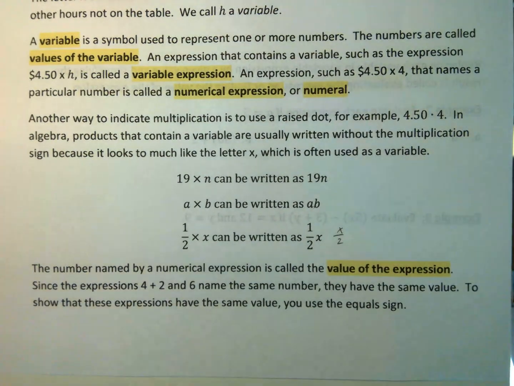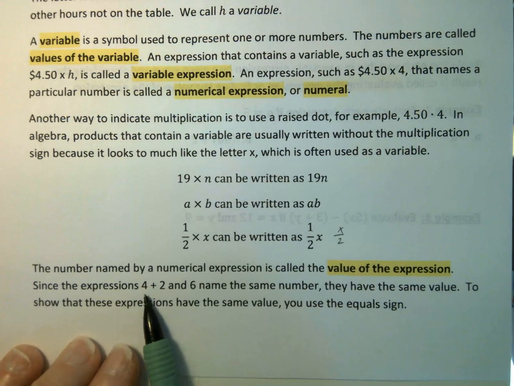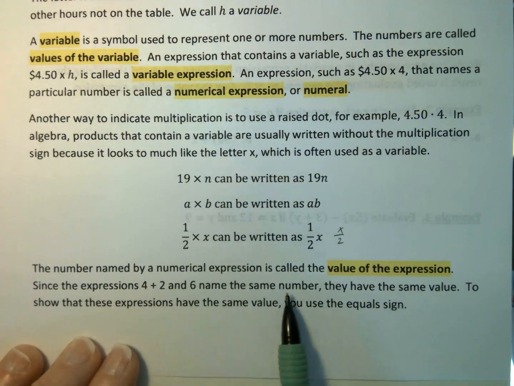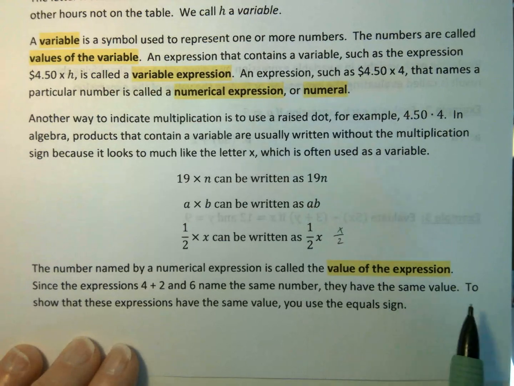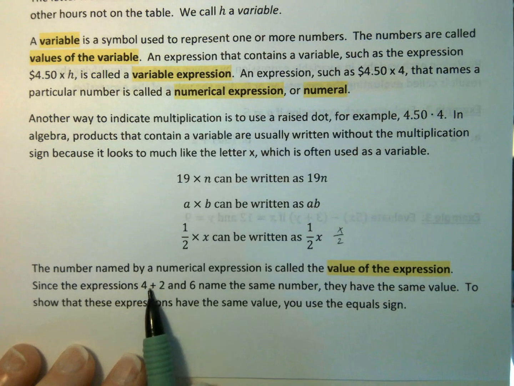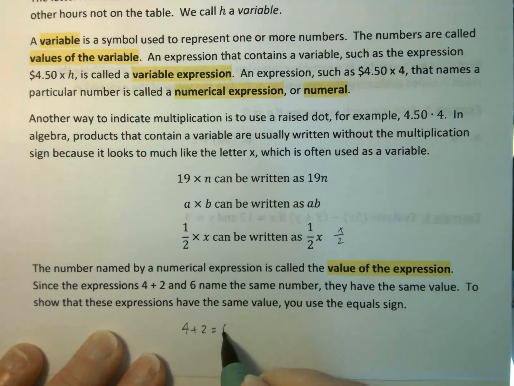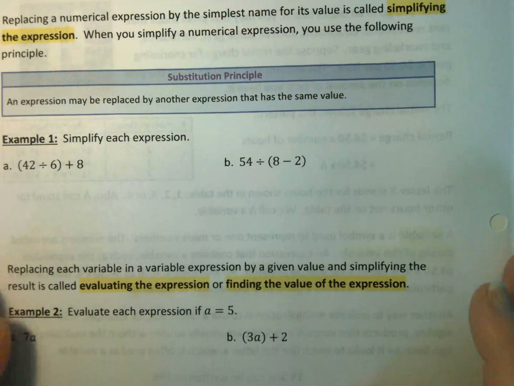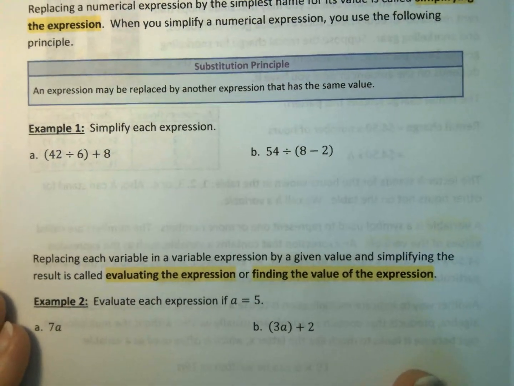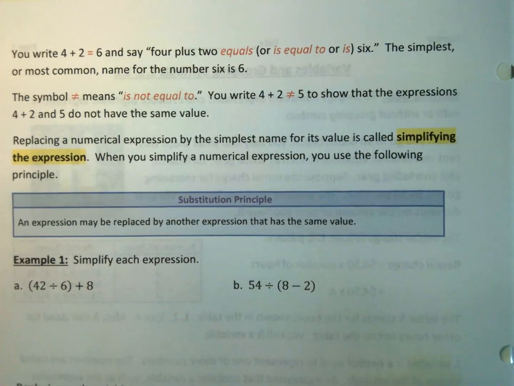Okay, the number named by a numerical expression is called the value of the expression. Since the expression 4 plus 2 and 6 name the same number, they have the same value. To show that these expressions have the same value, use the equal sign. Okay, so this is an expression with a value of 6, and this is an expression of a value of 6. And if we wanted to show that they were equal, we would write it like that. Okay. You write 4 plus 2 equals 6. Go down where you can actually see this. There we go.